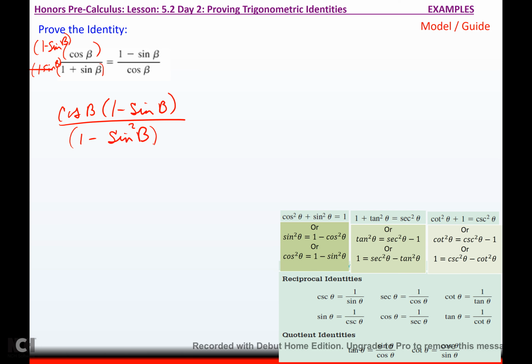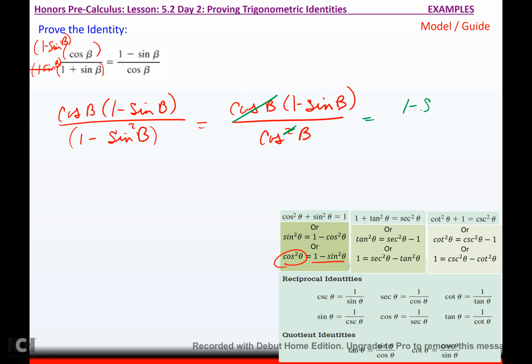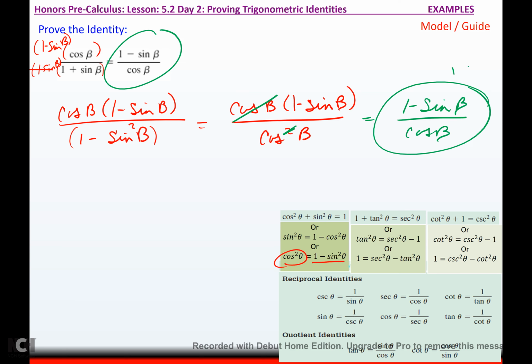So again, I can replace 1 minus sine squared with cosine squared. Cosine b times 1 minus sine b over cosine squared b. And then one of your copies on top will get rid of one of them on bottom. And I end up with 1 minus sine beta over cosine beta, which is what the other side was. I win.